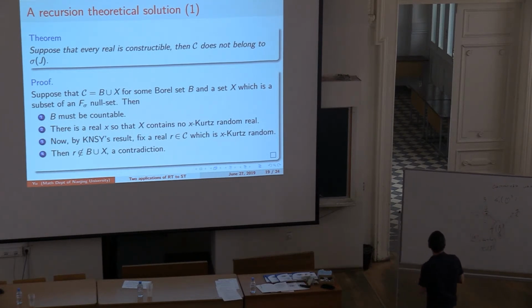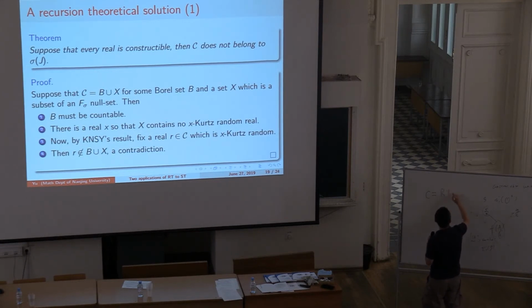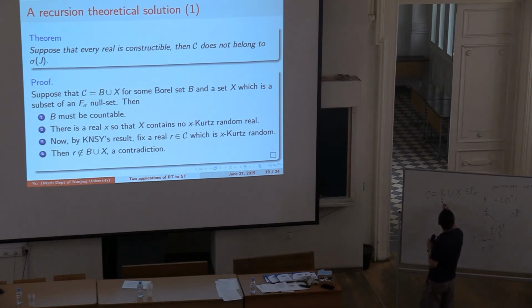And so, suppose every real is constructible. So if C can be presented by a Borel set B union some set X, which is an F sigma null set. Suppose C equals this union. Okay, because B is a Borel set, and it has no perfect subset. Why? Because C has no perfect subset. It's a Borel set, so it must be countable.